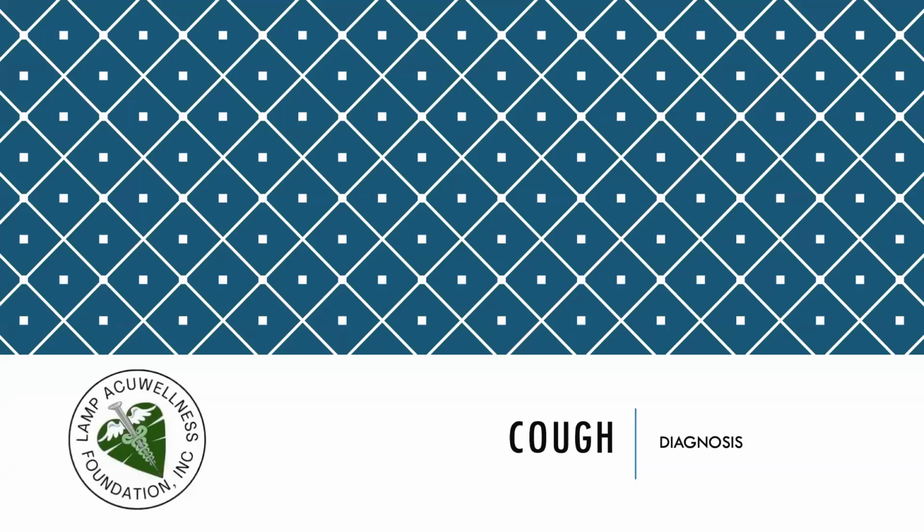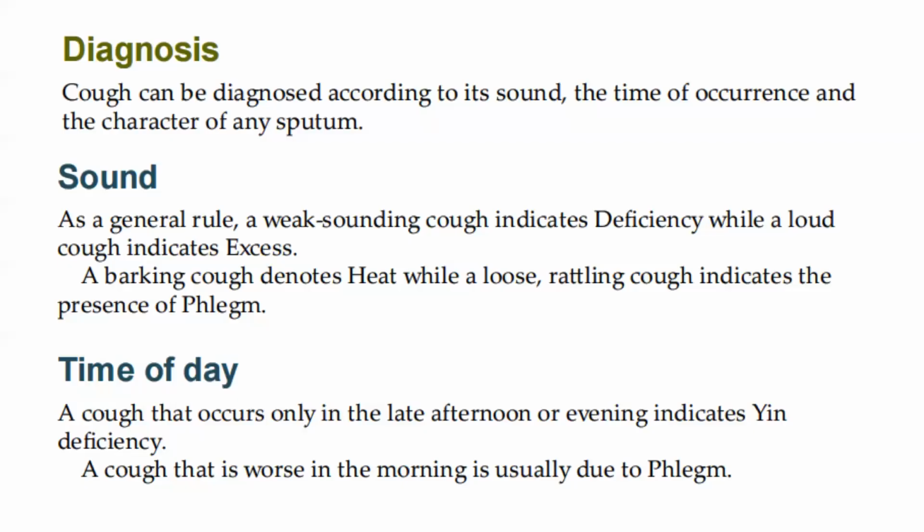Let's discuss the TCM diagnosis for cough. Cough can be diagnosed according to its sound, the time of occurrence, and the character of any sputum. As a general rule, a weak-sounding cough indicates deficiency, while a loud cough indicates excess. A barking cough denotes heat, while a loose, rattling cough indicates the presence of phlegm. A cough that occurs only in the late afternoon or evening indicates deficiency.